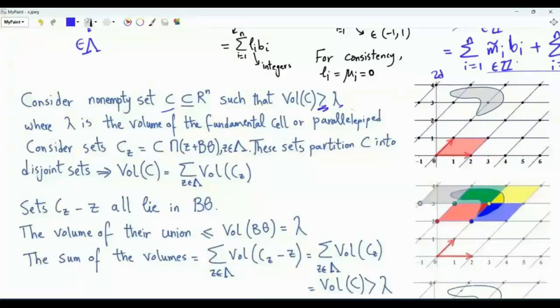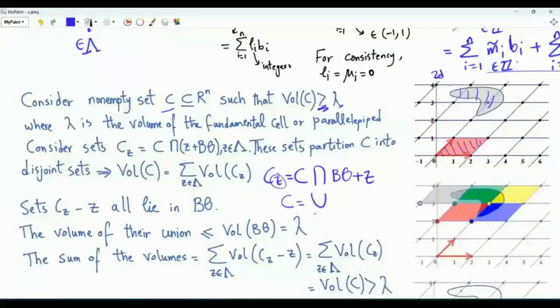In 2D, the volume or Lebesgue measure is the area. So now we are talking about a non-empty subset of R2, and it has an area that is strictly greater than the area of the fundamental cell. Consider CZ. What is CZ? It is C, this subset of Rn, with a Lebesgue measure strictly greater than the Lebesgue measure of the fundamental cell. CZ is C, and then we intersect C with the fundamental cell, but translated by Z.